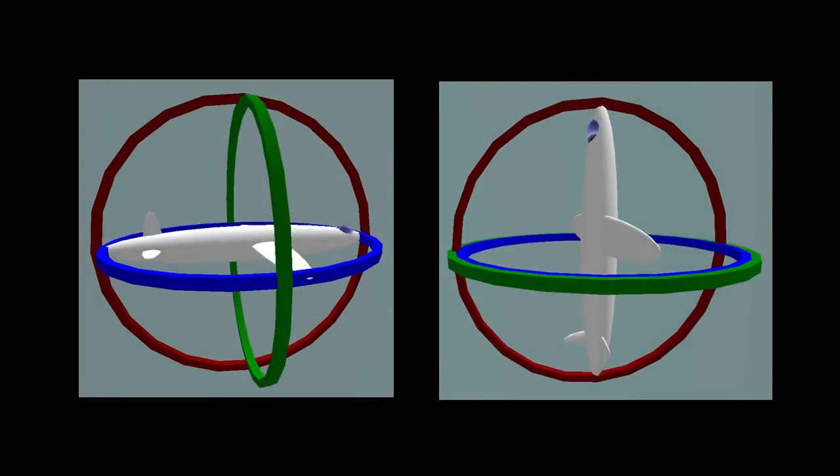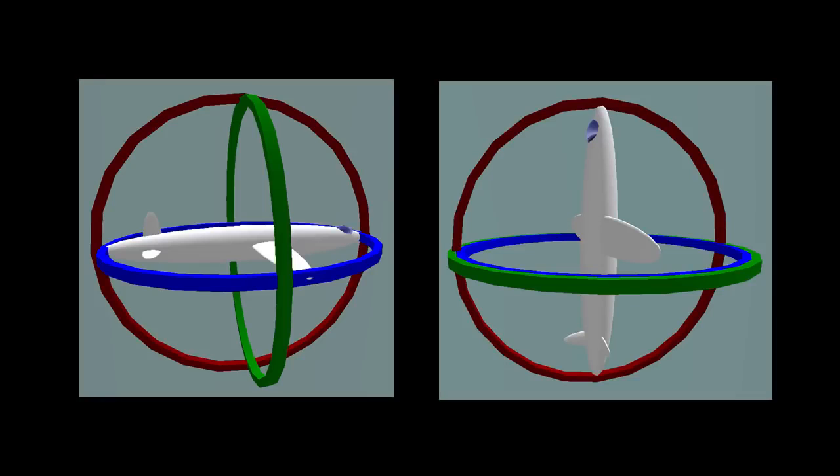Gimbal lock occurs when any 2 of the rings align, such that rotations of either aligned ring produce the same rotation on the inner ring. In a sense, a degree of freedom is lost, though, as Wikipedia points out, the term lock is perhaps misleading because all 3 rings are still free to rotate. Nothing is locked in place. So how do the problems with gimbals relate to our rotations?